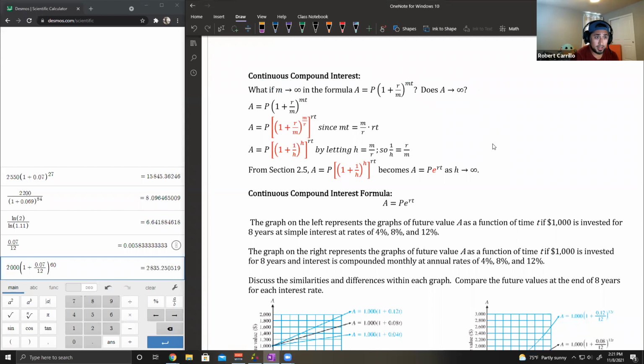So here's how continuous compound interest was made. They said, well, what happens if compoundings head towards infinity and A heads towards infinity? So they manipulate the compound interest formula.